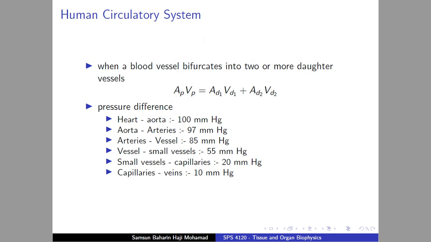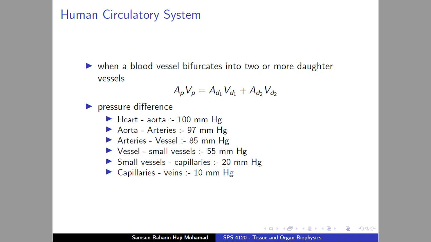Okay, so we know that our blood vessels branch. A blood vessel bifurcates into 2 or more daughter vessels. So the parent vessel AP VP is equal to AD1 VD1 plus AD2 VD2. So we have the pressure difference.